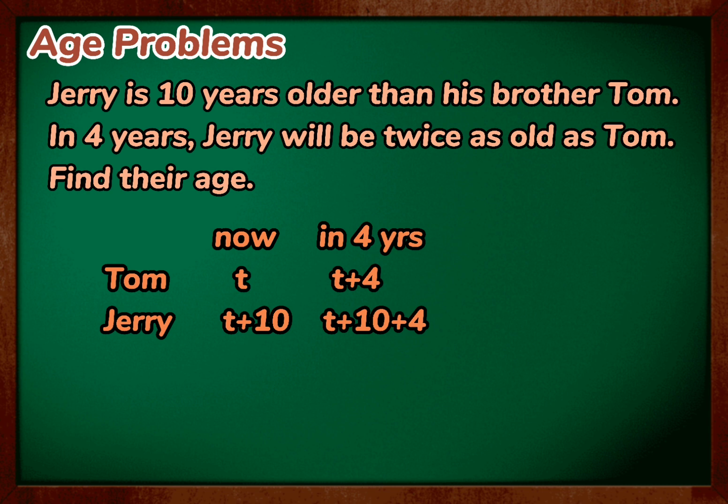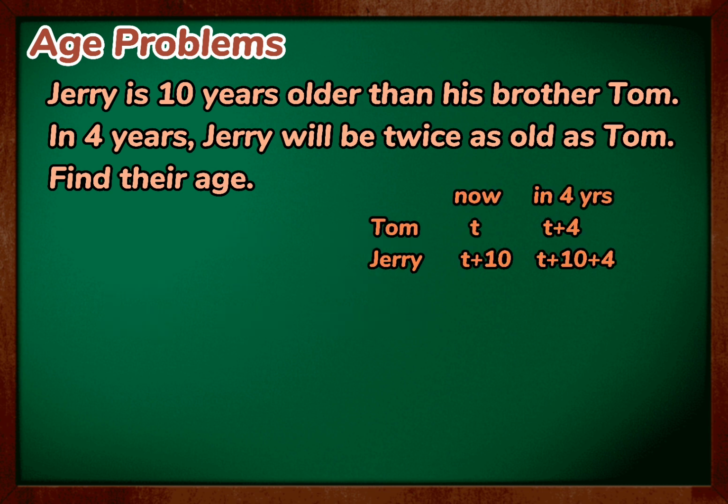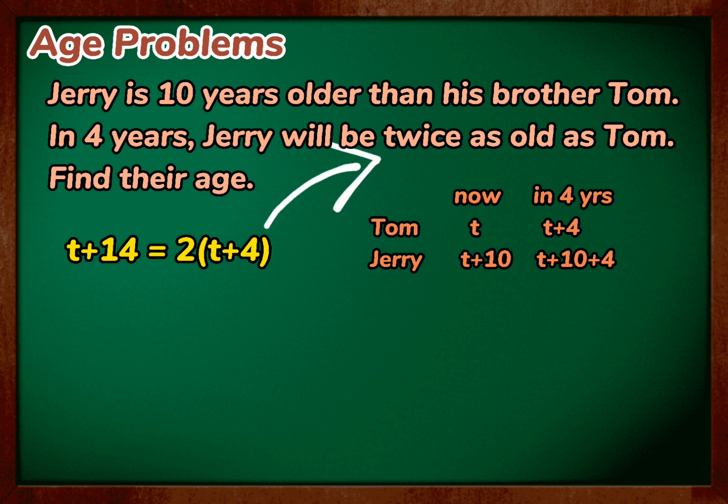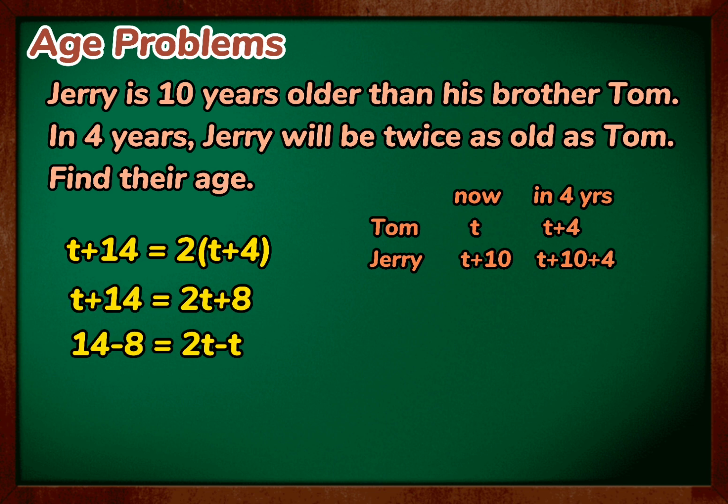And to find the equation, it says in 4 years, which we refer to as the column 4 years, Jerry, which is T plus 14, will be twice as old as Tom. That equals 2 times T plus 4, which is the age of Tom in 4 years. Now solve the equation. T plus 14 equals 2 times T plus 4. So this is 2T plus 8. Transpose: 14 minus 8 equals 2T minus T.